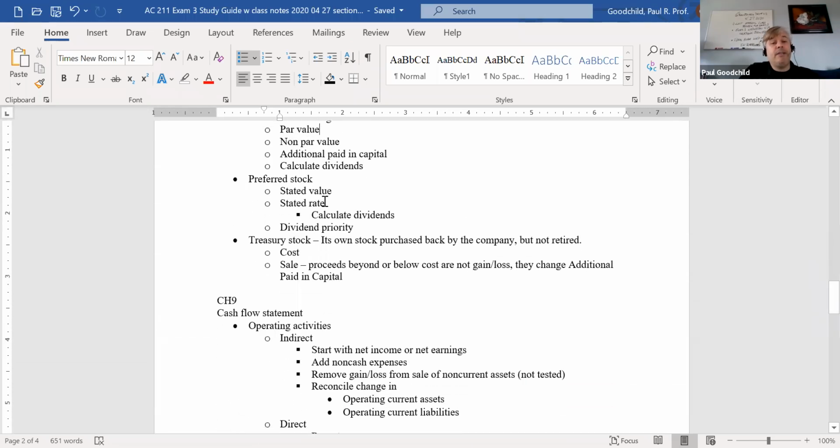Preferred stock has a stated value and a stated rate. Some might call those face value or face rate. And you have to calculate dividends, principal times rate times time. So use that stated value times the stated rate times the time. And then generally you have to multiply that whole thing by the number of shares.